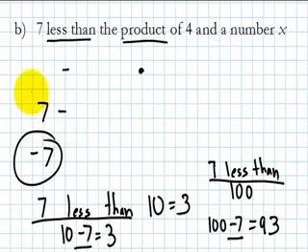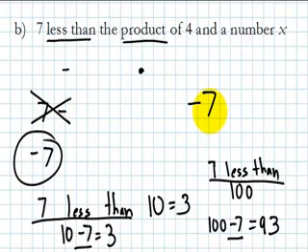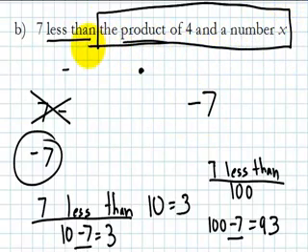So it's actually this one here and not that one. So we're going to take away 7 from something. And what are we going to take away 7 from? Well, it's the second part here, the product of 4 and a number x.